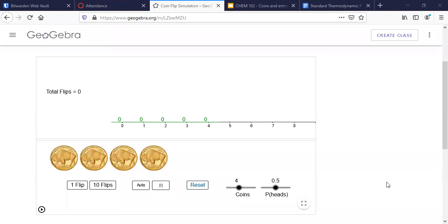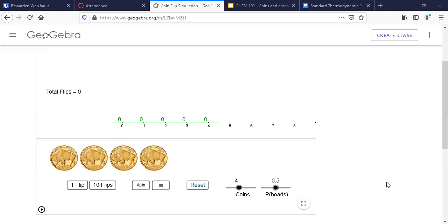This is a coin flip simulator. And I'm going to share the link to this coin flip simulator on Canvas right alongside the link to video lecture 10. I'll let you play with this coin flip simulator and extend it as far out as you would like. There are buffalo nickels on the coin flip simulator. See the buffalo?